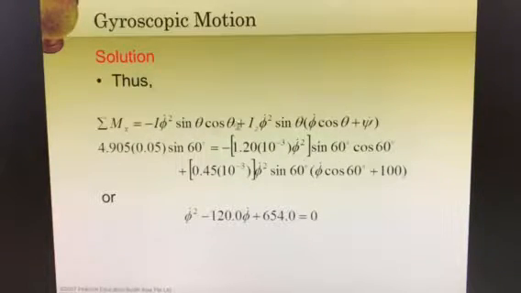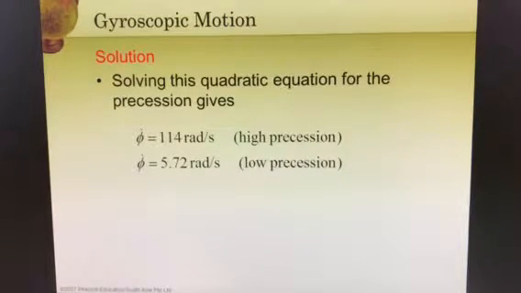This is for the moment of inertia I, and this is moment of inertia Iz, which is given in the questions. And we just put in the values, and finally we can get this equation. It's a quadratic equation. So this is the symbol that we want to know the value, the precession angular velocity. So by solving the quadratic equation, we can get two values. This is for the high precession, and this is for the low precession.